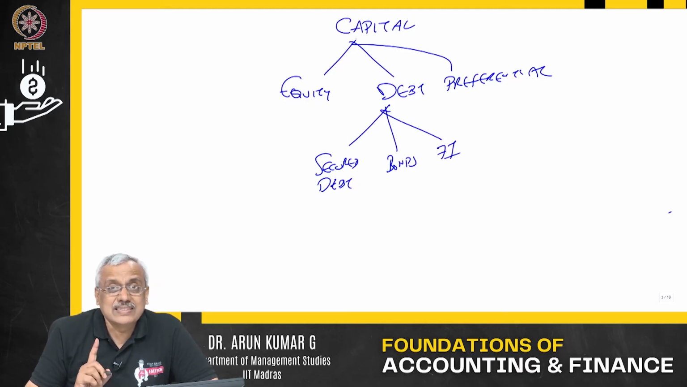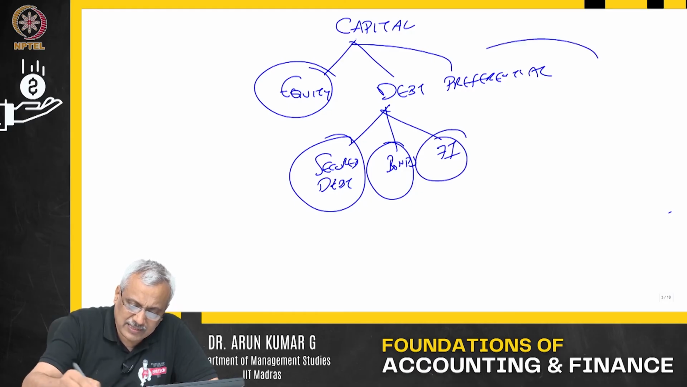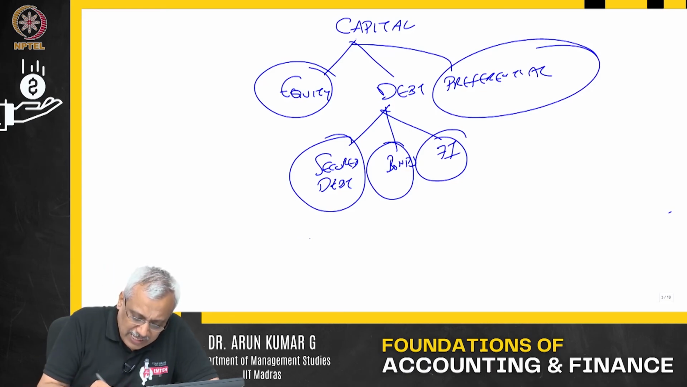Ultimately, what is the objective? As I said in the first class, there is a cost for this, there is a cost for this, there is a cost for this, there is a cost for this, and there is a cost for this also. What is the ultimate objective? Ultimate objective is to keep the cost low.